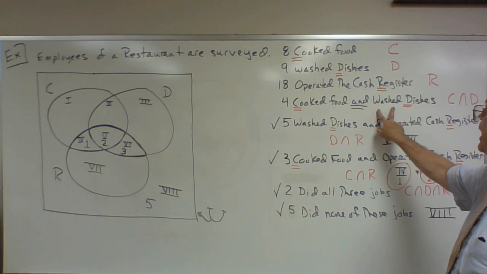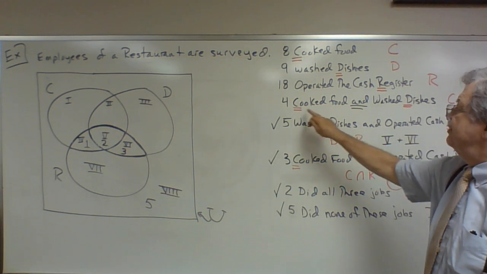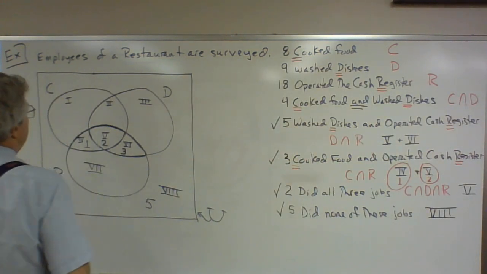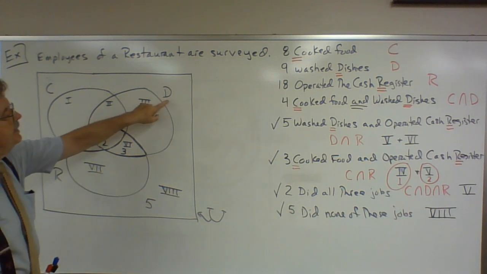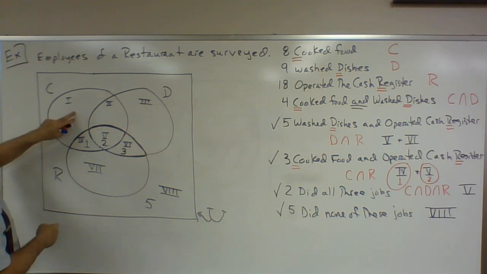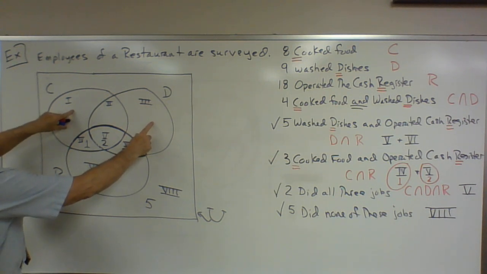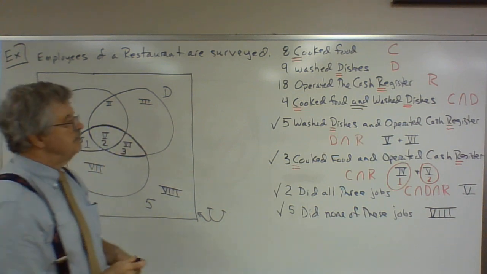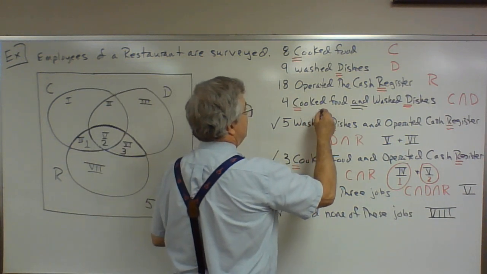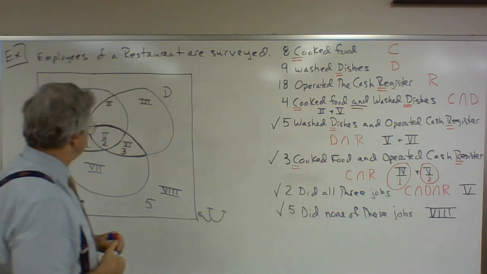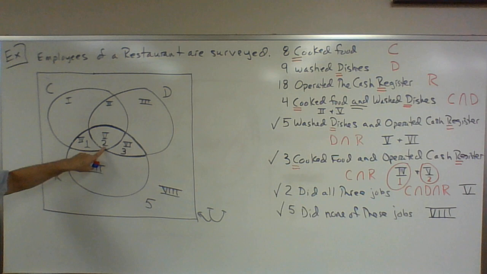Okay, let's work our way up. 4 employees cooked food and washed dishes. Here's cooked food, and here's D, dishes. The people who are in both circles, C and D, are those people in regions 2 and 5. So let's write that down. 2 and 5. And we know that 2 people are in region 5.